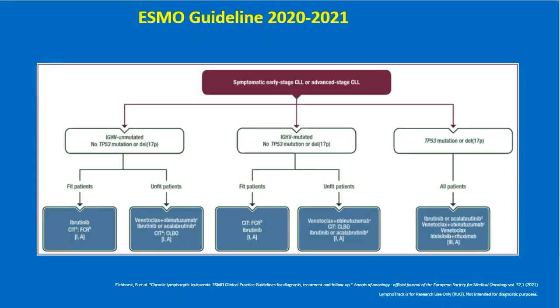Along with that, the European Society for Medical Oncology has come up with very recent guidelines. You can see that IGHV unmutated patients with no other features would go with appropriate targeted treatment, or maybe more combination therapy. If patients are IGHV mutated, they will go to chemoimmunotherapy. And if the patients are unfit for treatment, then there are more aggressive combination therapies.